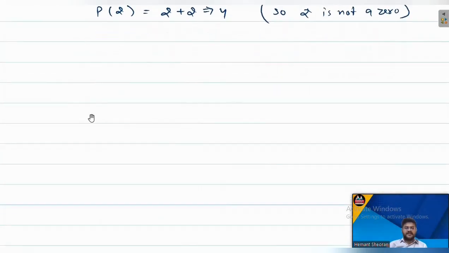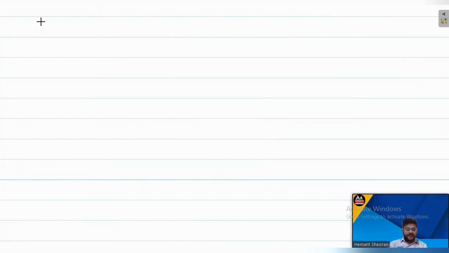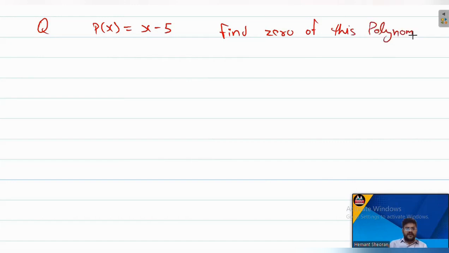The second type can be like I'm giving you a question. Let's say the polynomial p(x) given to you is x minus 5, and I'm saying, find the 0 of this polynomial. So what will it be? 5 will be the 0. That is just the value of the variable that you put over here so that the answer becomes 0. If you put x equal to 5, you will get the answer 0. Yes or no?